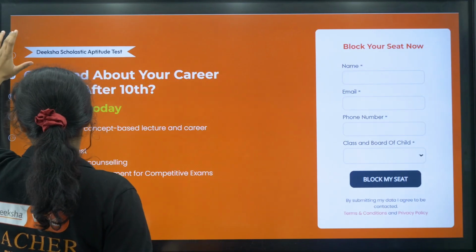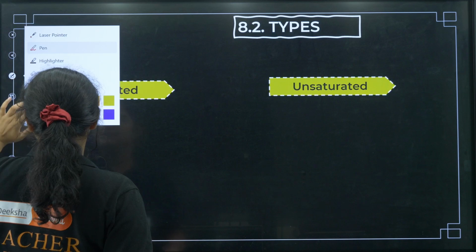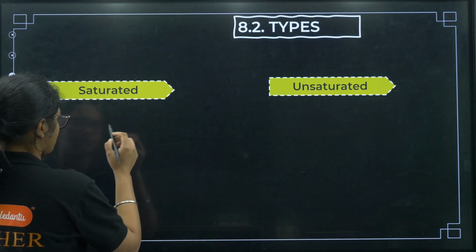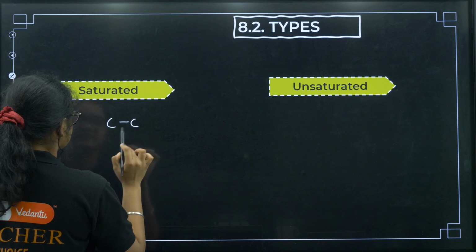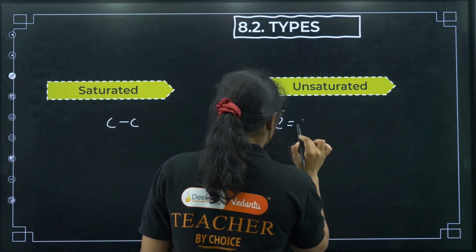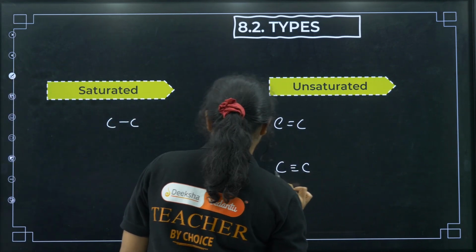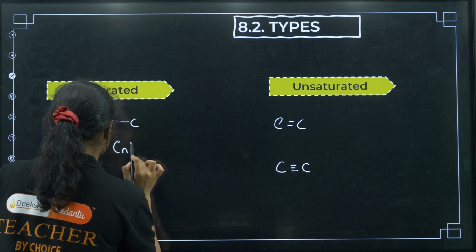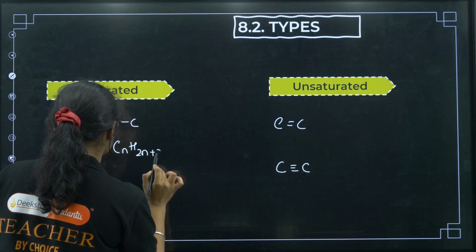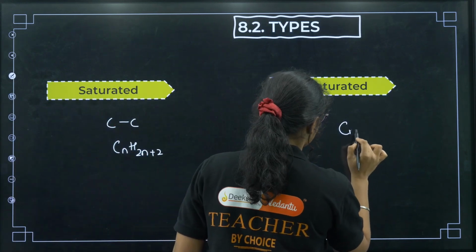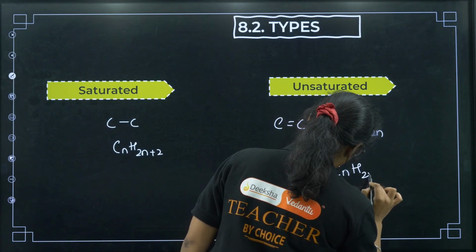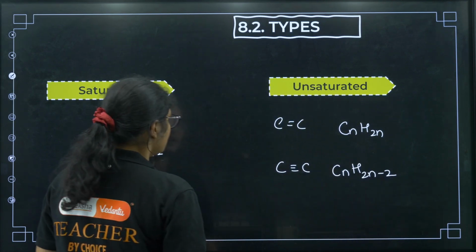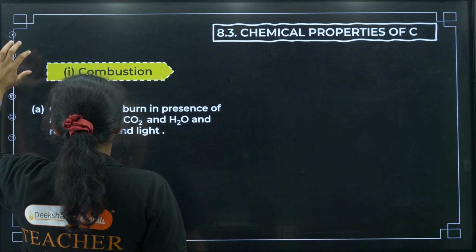As we said, there are saturated and unsaturated hydrocarbons. I already discussed that saturated is a C-C single bond. Here we have two categories of unsaturated: C=C double bond and C≡C triple bond. The general formula here is CnH2n+2, here it is CnH2n, and here it is CnH2n-2. Okay, fine.